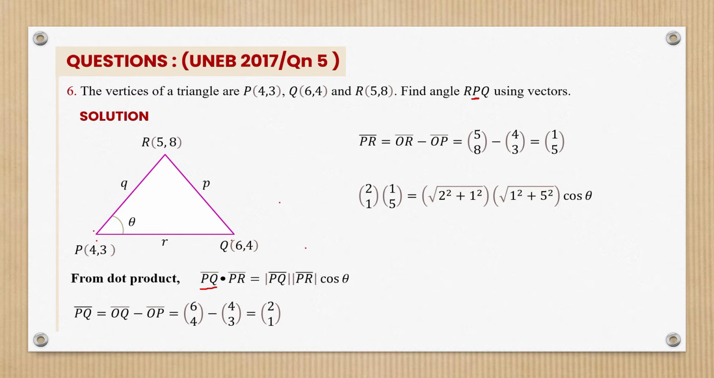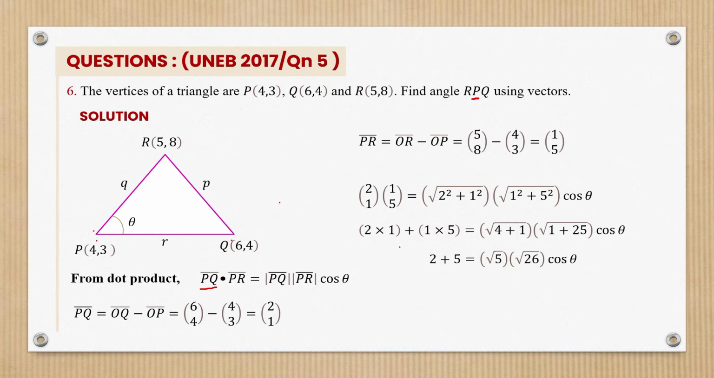Now placing all these back into this dot product, this is what we're going to have on the right hand side. 2 times 1 is 2, 1 times 5 is 5, 4 plus 1 is 5, 1 plus 25 is 26. So 2 plus 5 is 7, and 5 times 26 is going to be equal to 130.